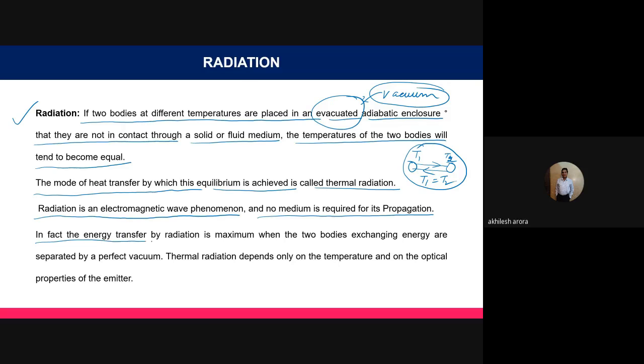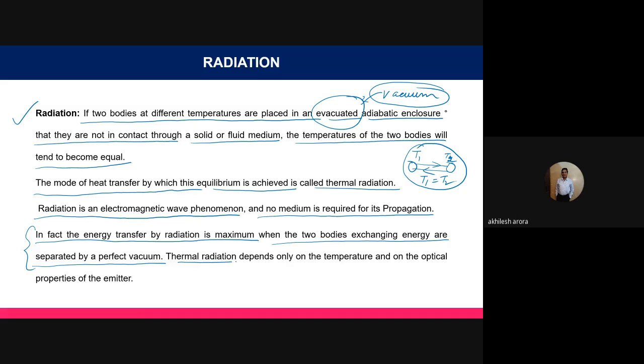In fact, the energy transfer by radiation is maximum when the two bodies exchanging energy are separated by a perfect vacuum. So this is very important. That means maximum energy transfer will take place when there is a vacuum, because if there is some material medium in between, then some part of the energy being transferred from one body to the other will be absorbed by the intervening medium. In that case, the heat transfer will reduce.